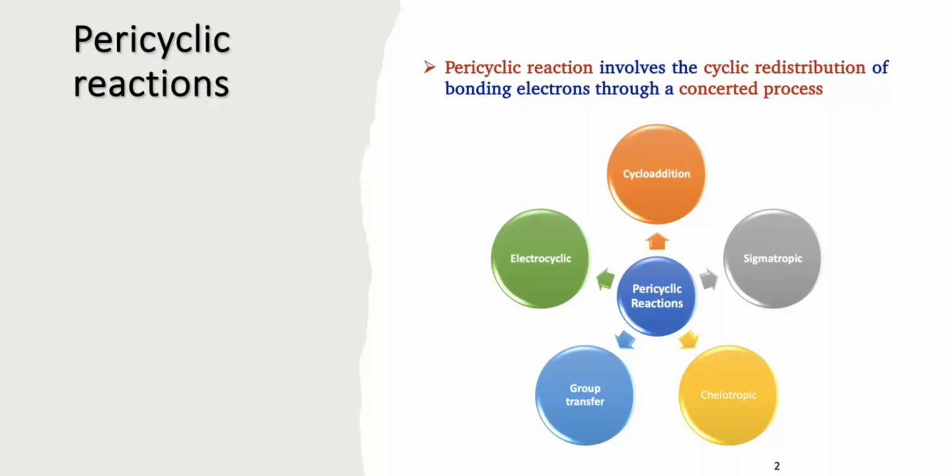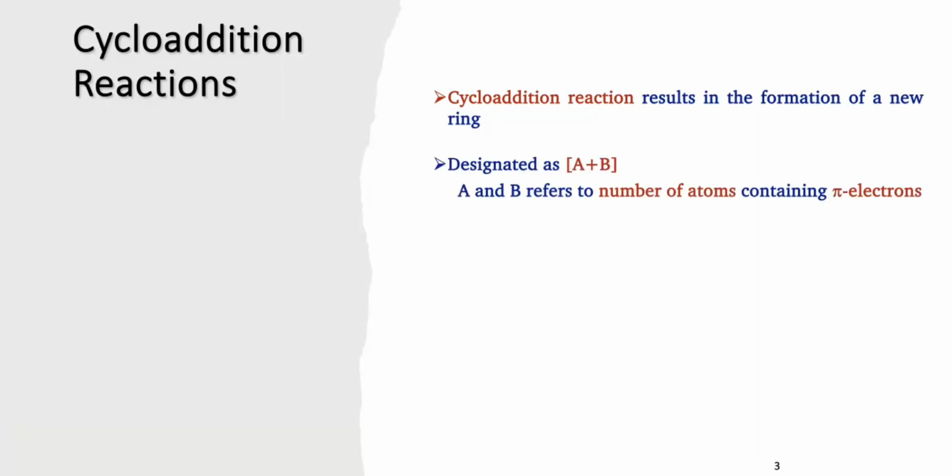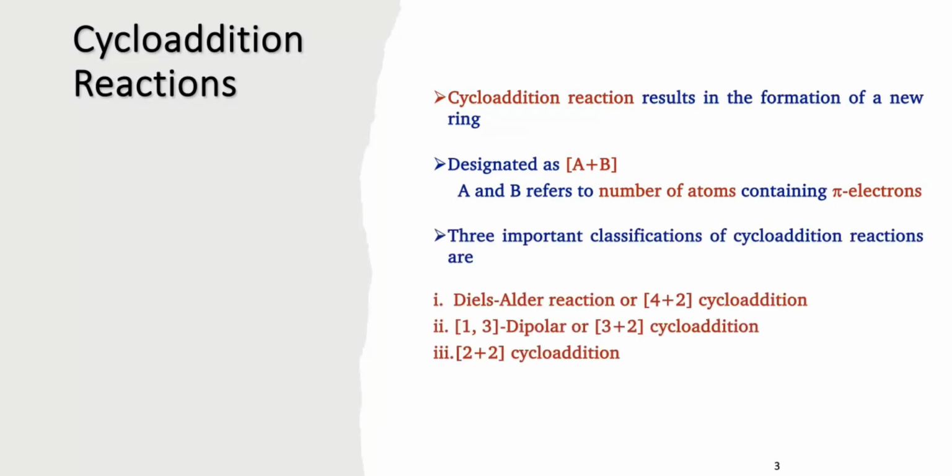We will be discussing cycloaddition reactions, which include the Diels Alder reaction. Cycloaddition reactions result in the formation of a new ring. It can be designated as square bracket A plus B, where A and B refer to the number of atoms that contain the pi electrons. Cycloaddition reactions can be of 3 types: Diels Alder reactions, which are also known as 4+2 cycloaddition, 1,3-dipolar cycloaddition or 3+2 cycloaddition, and then 2+2 cycloaddition.